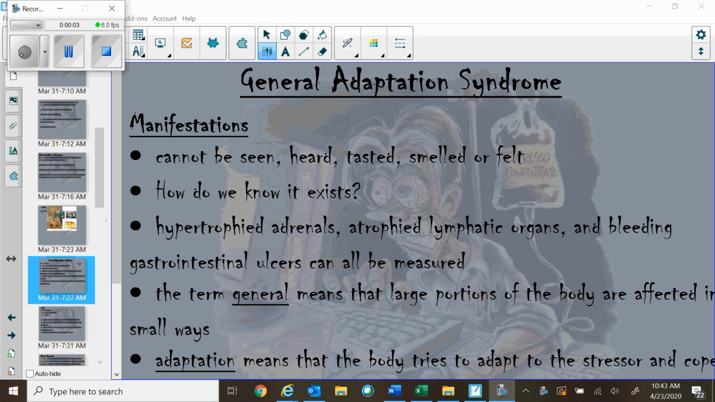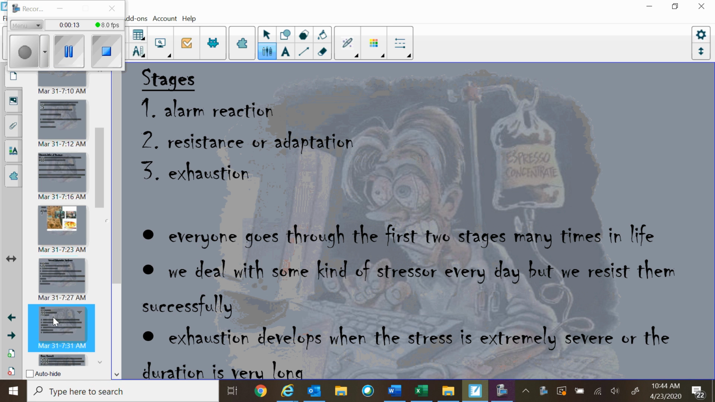So here we are with the reaction to these stress events. This is called the general adaptation syndrome. You'll see later it's written as GAS at some point.